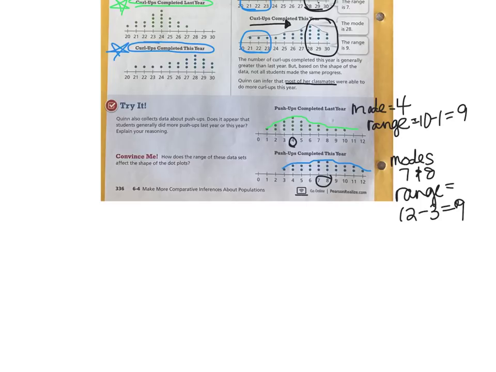So the range is probably not going to be a good tool for us to use for comparison purposes because the range is the same for both years. But by looking at the modes and looking at the shape of the data, we should be able to conclude, or Quinn can conclude, that students generally did more push-ups this year than last year.